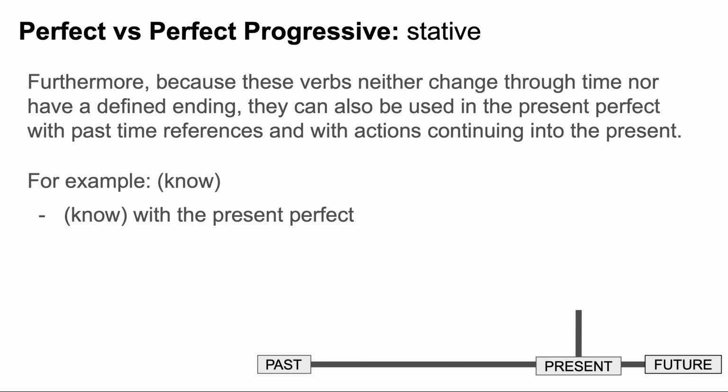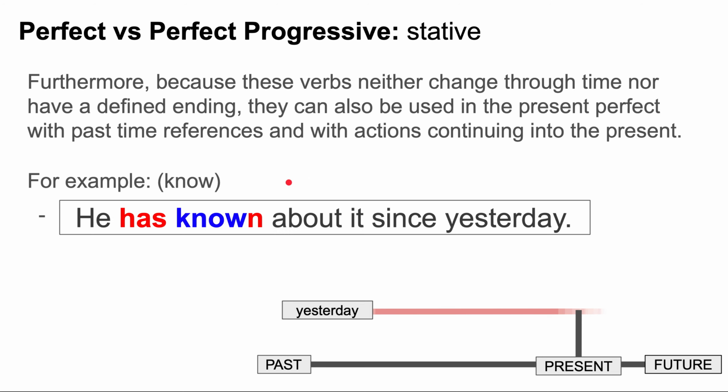Furthermore, because these verbs neither change through time nor have a defined ending, they can also be used in the present perfect with past time references, such as yesterday, and with actions continuing into the present. For example, know with the present perfect. He has known about it since yesterday.